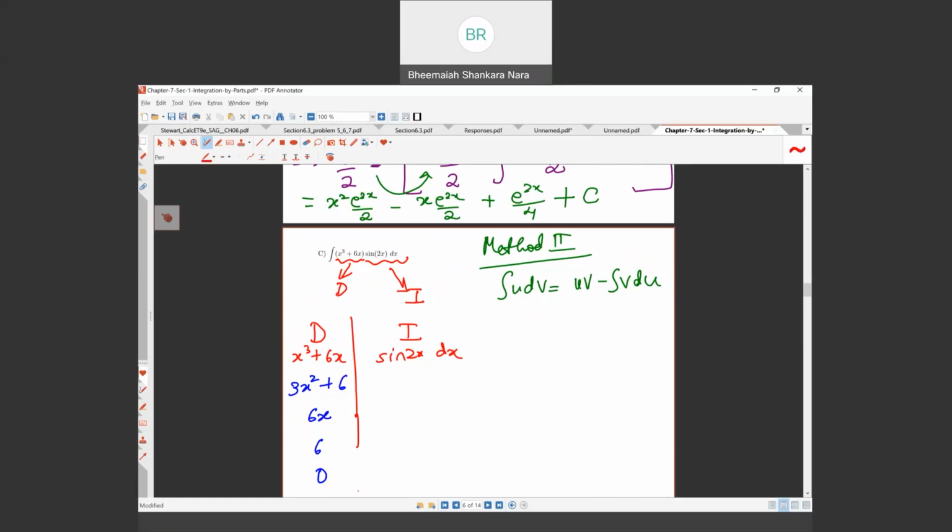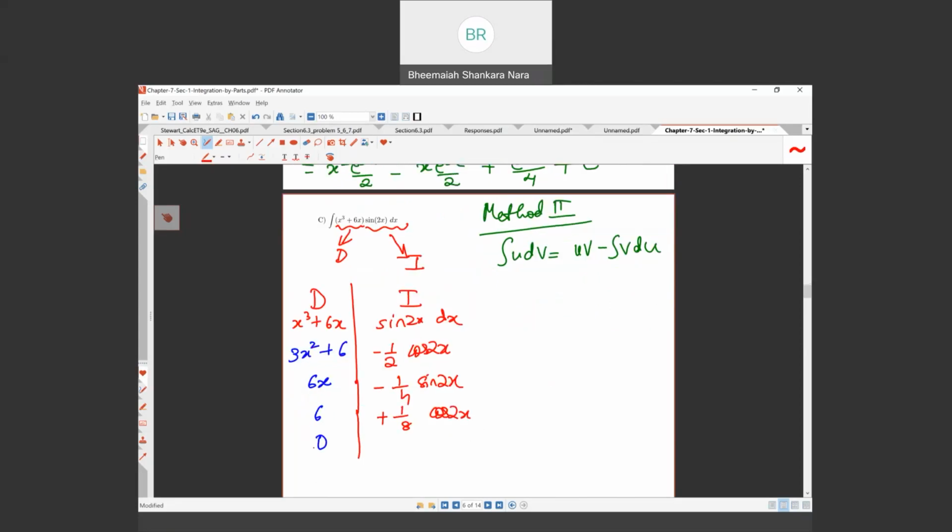Now integrate sine 2x, you have negative half cosine 2x. Integrate again, negative 1/4 sine 2x. Integrate again, 1/8 cosine 2x. Integrate again until you get a term for the last row. You get 1/16 sine 2x. You don't integrate again because you already have a 0 on the left. So when you do the product, the entire term becomes 0.